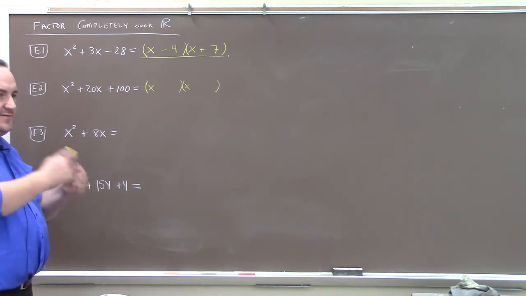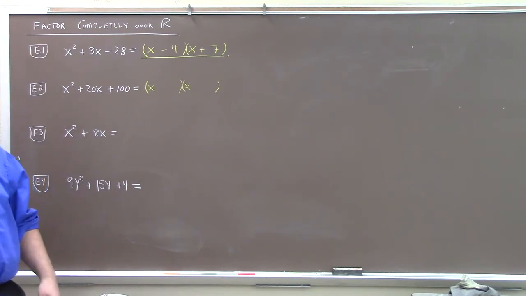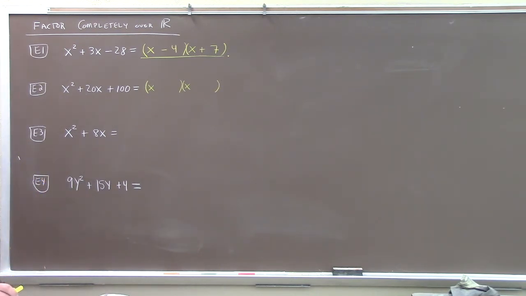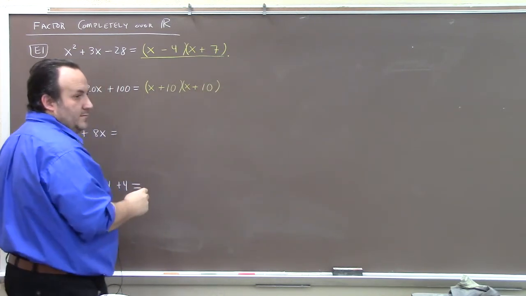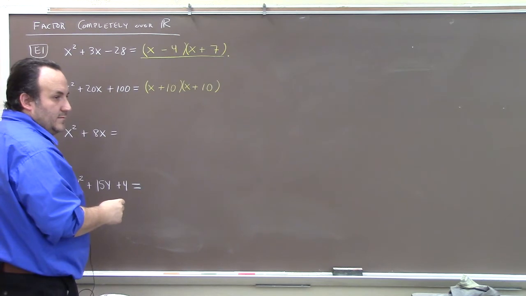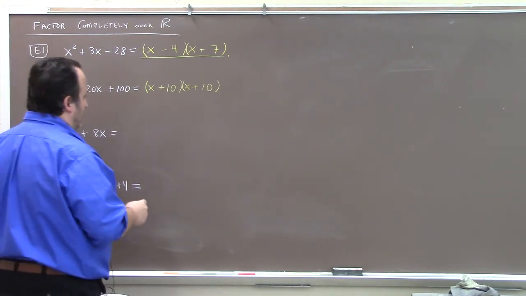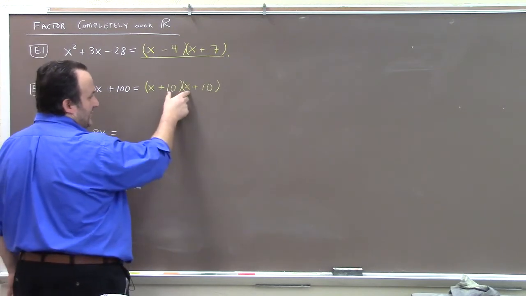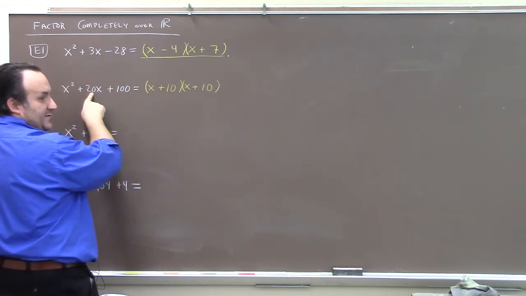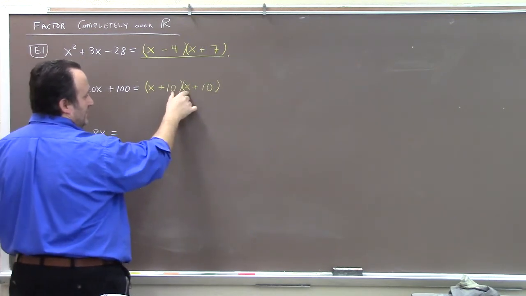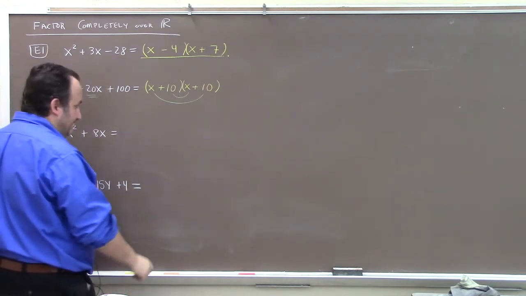I need whatever factors I pick of 100 to sum to 20. What should I do? 10 and 10. What do you think, McKay? Is that good? To check our answer, we think about the cross terms. 10 times x gives me 10x, and 10 times x gives me 10x. 10 plus 10 is 20, so 20x in the middle. We always check: when I add them together, do I get back what's over here? There it is.